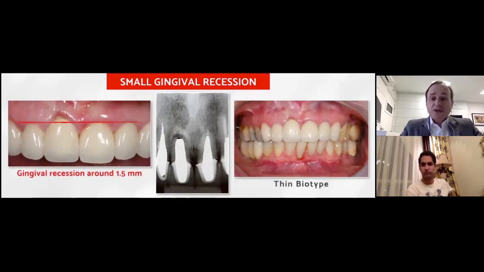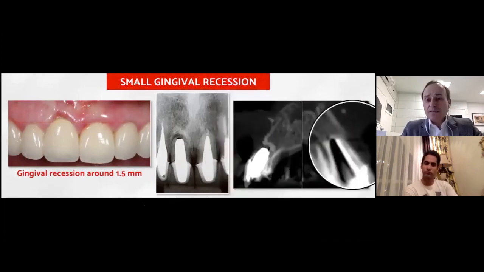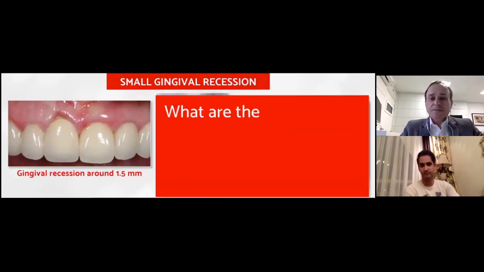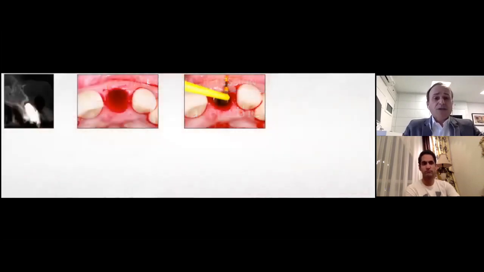And this patient had a thin periodontal biotype. When we took the CBCT scan, we noticed that the patient had lost the buccal wall in both central incisors, the right and the left. And what are the limitations of using bone graft from the tuberosity to change the soft tissue in the coronal direction? We decided to start with the left side, number 21.